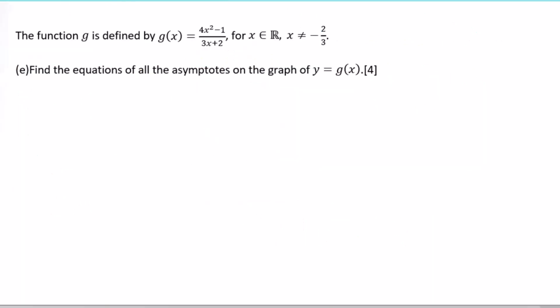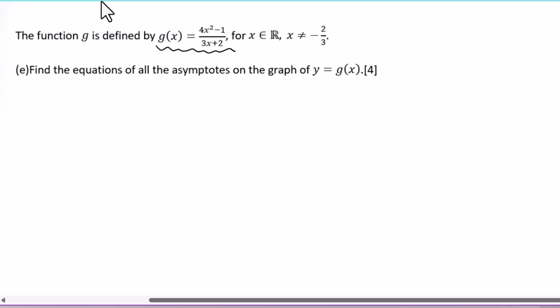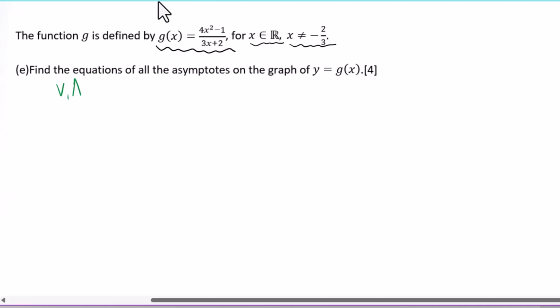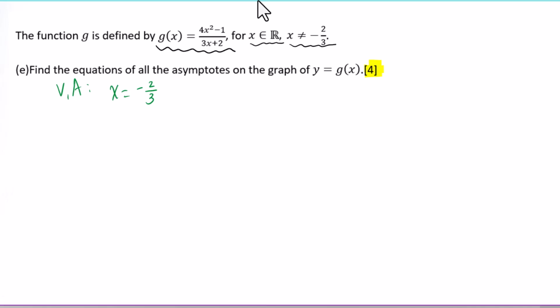Function g is defined by g of x equals (4x squared minus 1) over (3x plus 2). For x, it's all real numbers, and x is not equal to negative 2 over 3. Find the equations of all the asymptotes on the graph of y equals g of x. There is a vertical asymptote line, x equals negative 2 over 3. Then check the marks. 4 marks means we have other asymptotes.